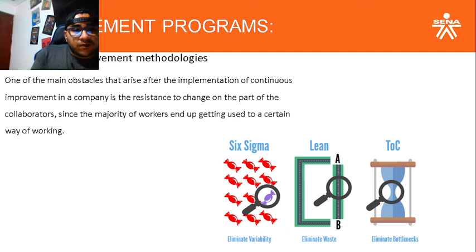Obstacles to the methodology. One of the main obstacles that arise after the implementation of continuous improvement in a company is the resistance to change on the part of the collaborators, since the majority of the workers are used to a certain way of working.